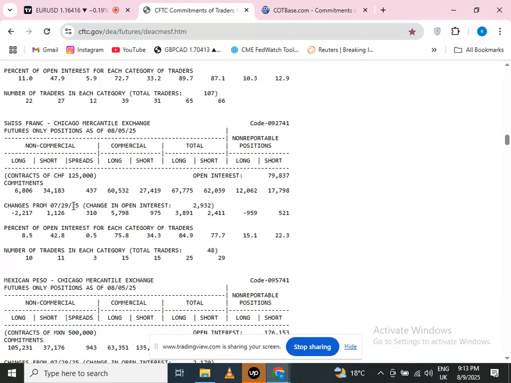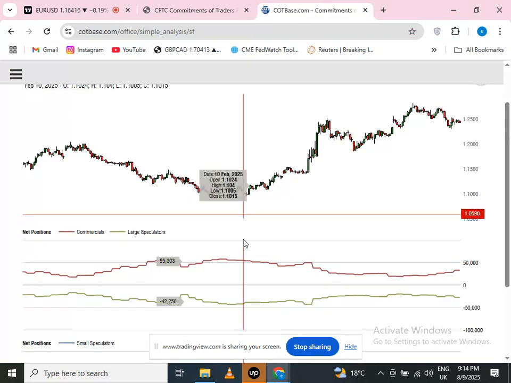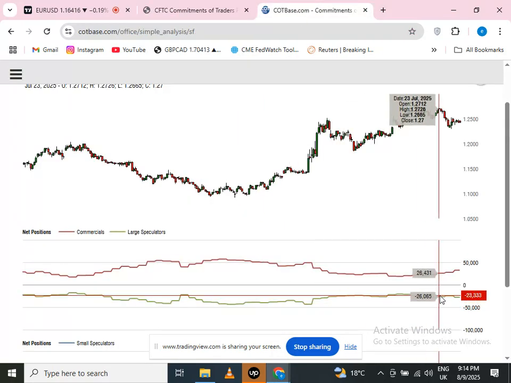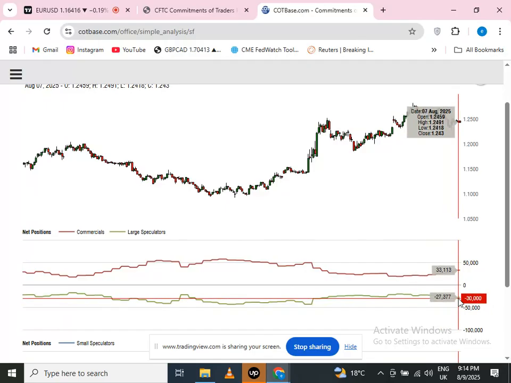As you can see, for large speculators this week, long is 6,000 and short is 34,000. But I know a lot of people don't understand numbers. That's why I've used this chart. This chart already shows you that this week they continued reducing, to around 34,000. It enables you to understand more, especially for those who don't understand numbers.